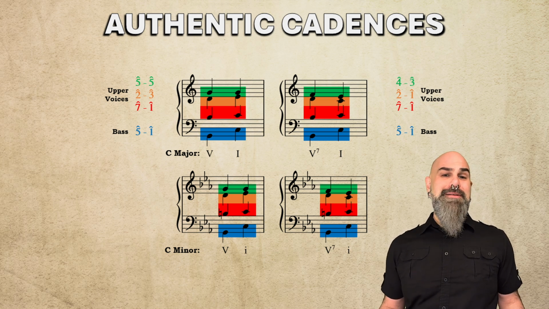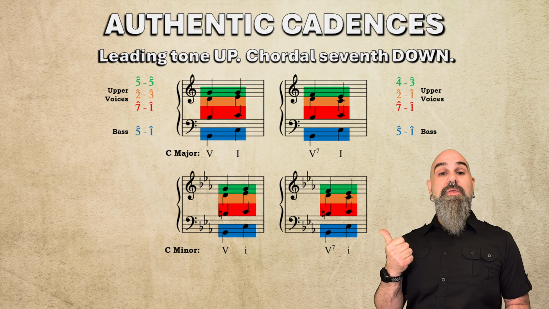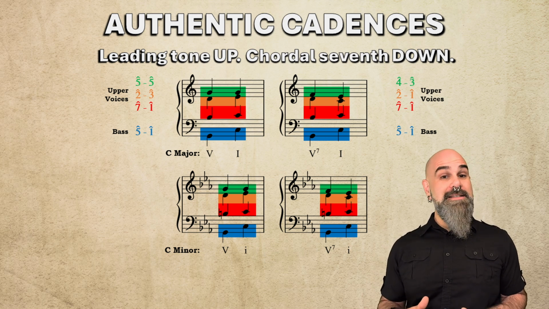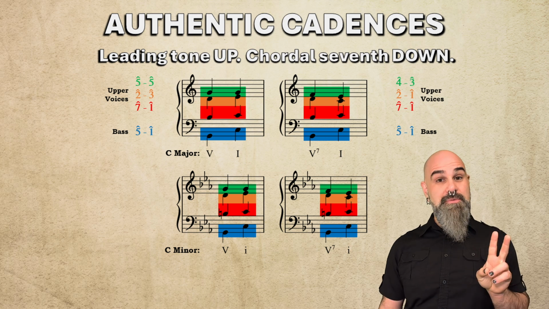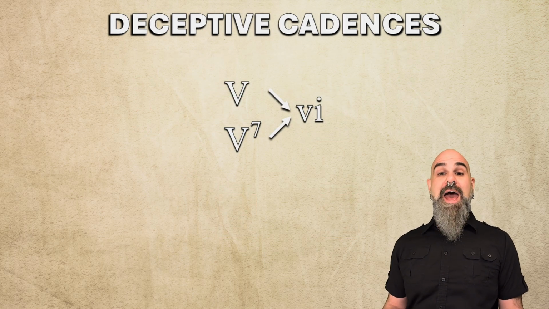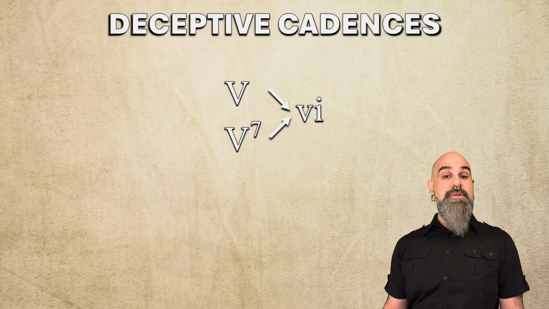These practically write themselves, if you get your resolutions right. The leading tone steps up, and the chordal 7th steps down. Don't confuse these. If you move that 7th up from 4 to 5, you'll lose 2 points. Now, sometimes they'll throw you a curveball and put a 6 chord after the 5 or 5-7 instead of a 1 chord, ending with a deceptive cadence.